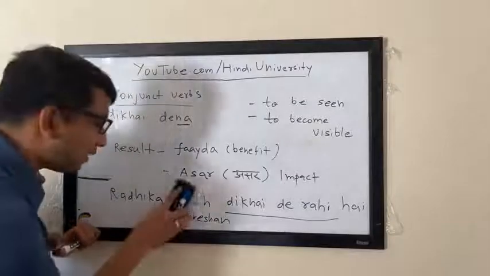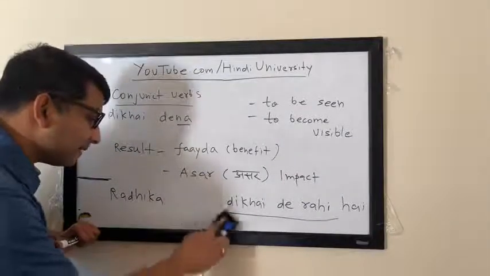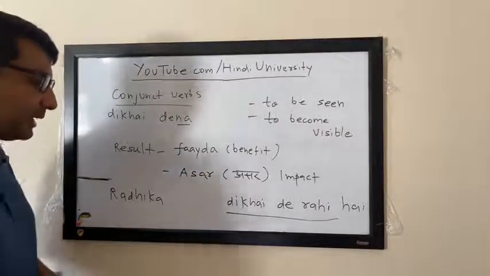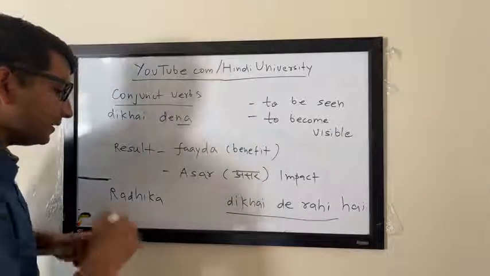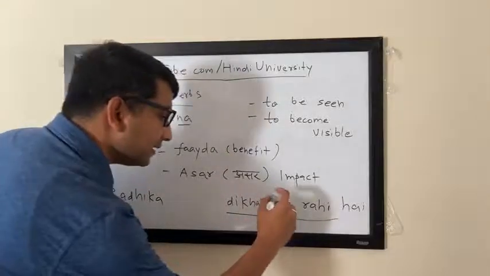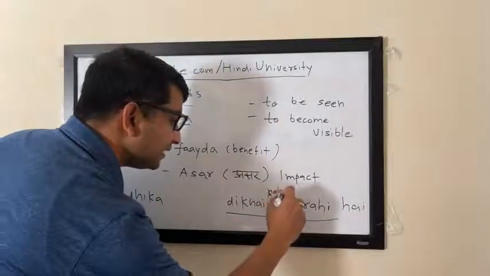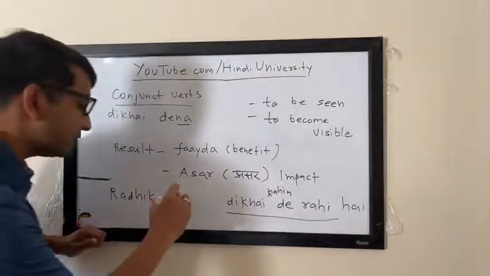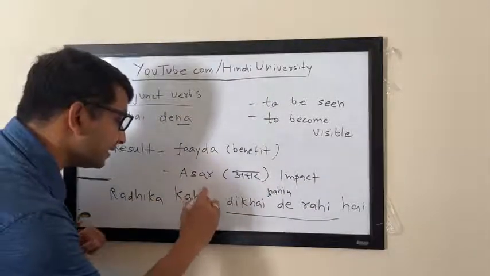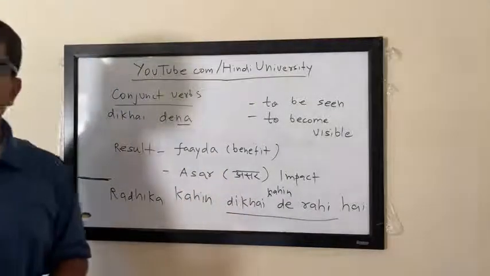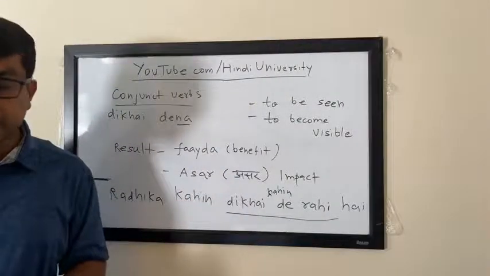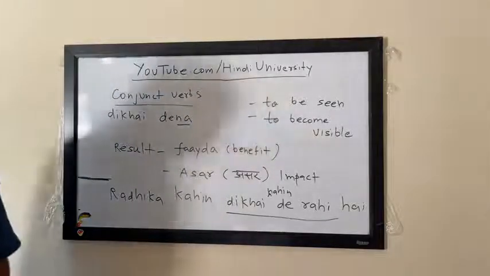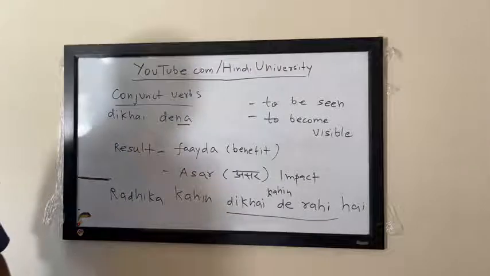Radhika dikhai. Okay. So now again, if I invited a lot of friends and she's the one not visible, not seen in the party: Radhika dikhai nahi de rahi hai. You can say Radhika kahin dikhai nahi de rahi hai. I cannot see her anywhere. I've looked around, but she's not visible to me anywhere. Radhika kahin nahi dikhai de rahi hai.